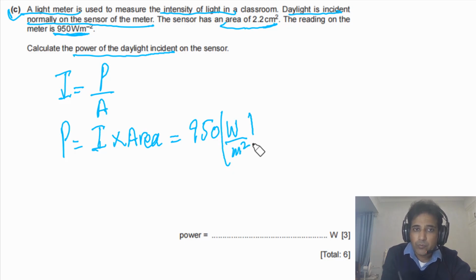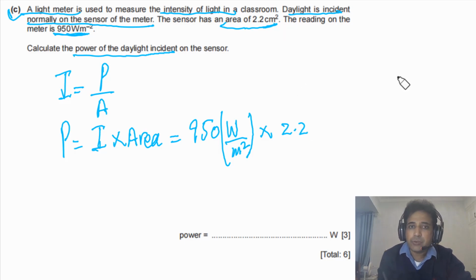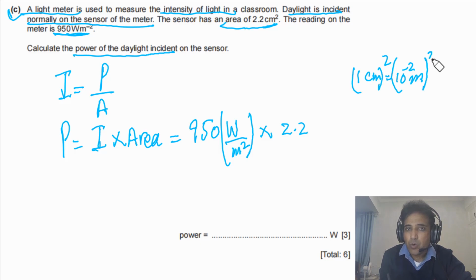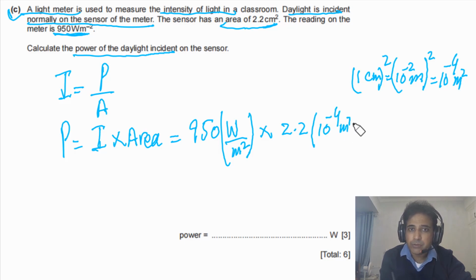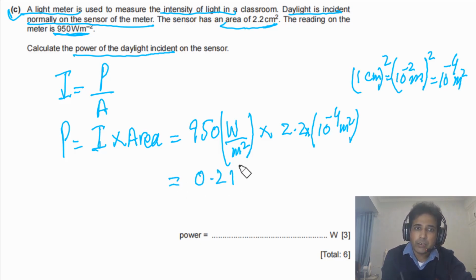So this is the value of intensity, and area is given to us in centimeter square. So we need to understand 1 centimeter is equal to 10 to the minus 2 meters, and 1 centimeter square will be equal to the square of this. It means this will be equal to 10 to the minus 4 meter square. So we simply replace centimeter square with 10 to the minus 4 meter square, and this is multiplied. Now if we solve this, we will get 0.21 watts.